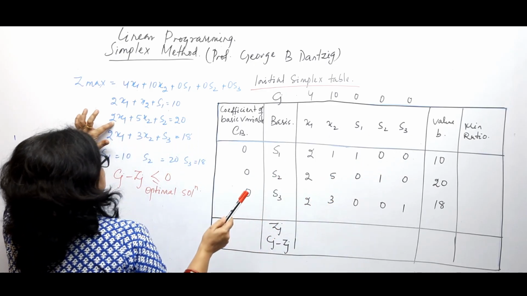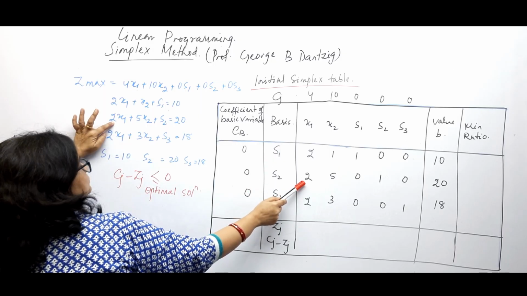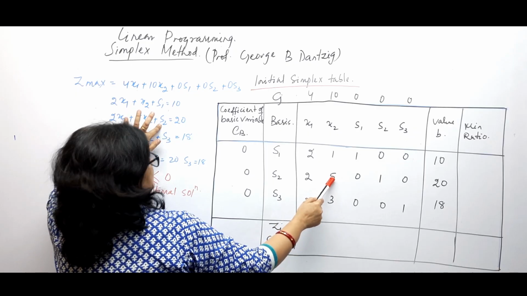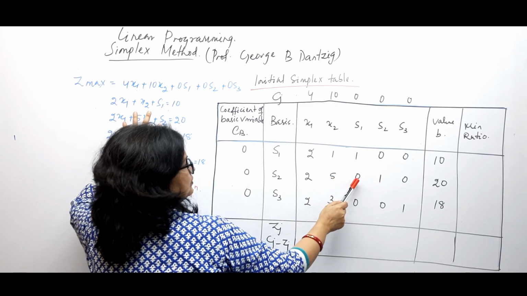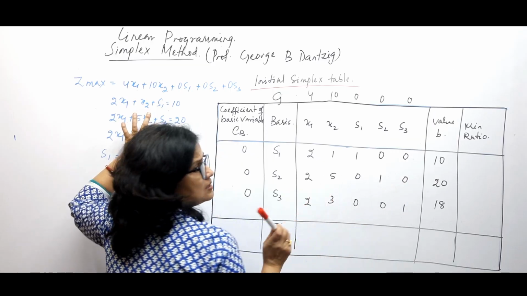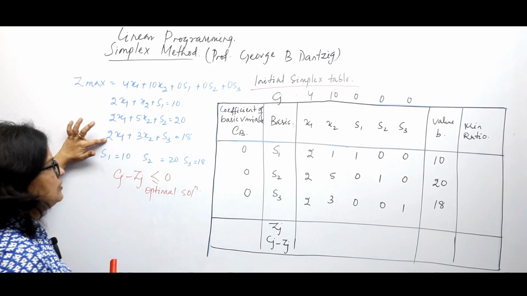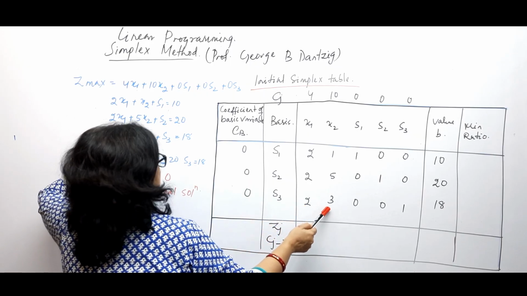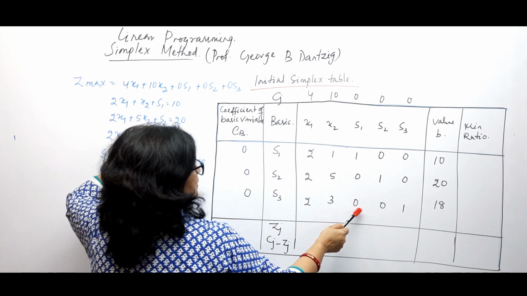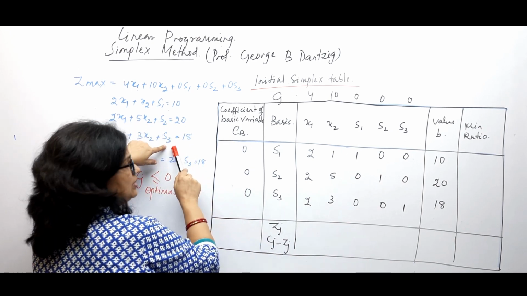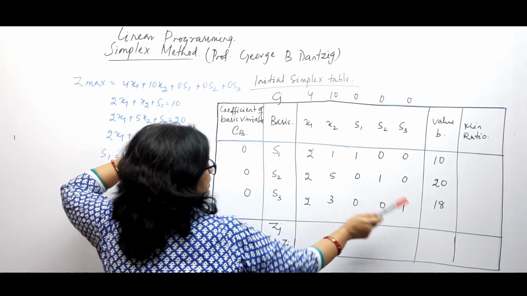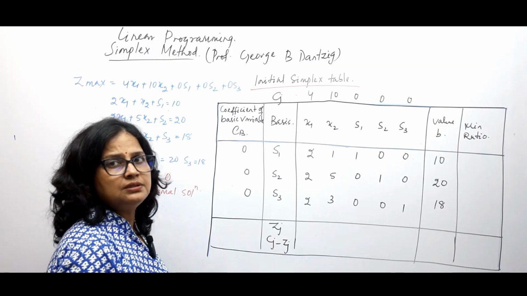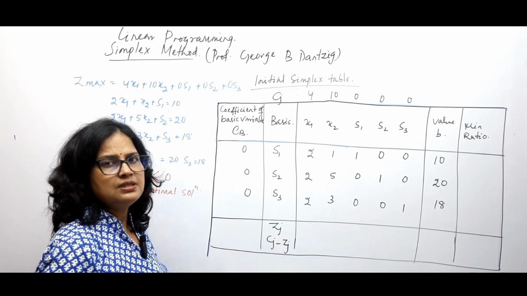For the second equation, the coefficient for x1 is 2, for x2 it is 5, for s2 it is 1, for s1 it is 0, for s3 it is 0. Like for the third equation, the coefficient for x1 is 2, the coefficient for x2 is 3, s1 and s2 both 0, and s3 we have, so I have written 1. We are done with the table. Now we will do the calculation of Zj.